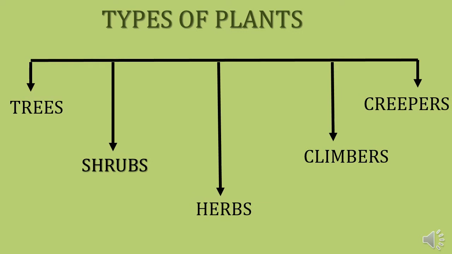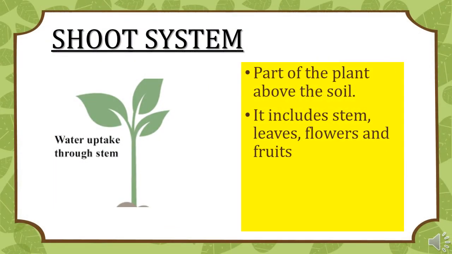I hope you remember what we have studied in the last class. Okay, let us have a quick revision. Types of plants. There are 5 categories: trees, shrubs, herbs, climbers and creepers. Shoot system. Part of the plant above the soil is called shoot system. It includes stem, leaves, flowers and fruits.